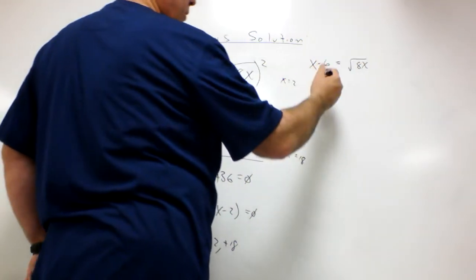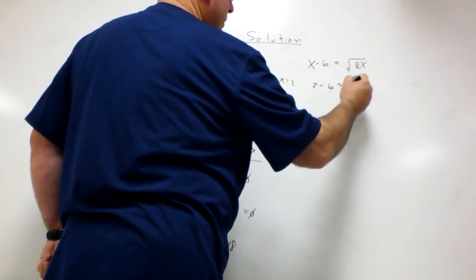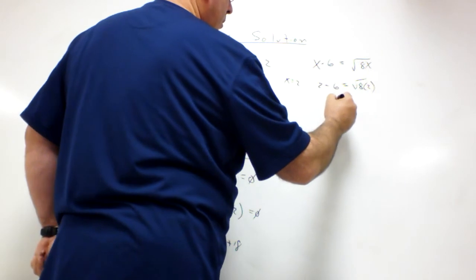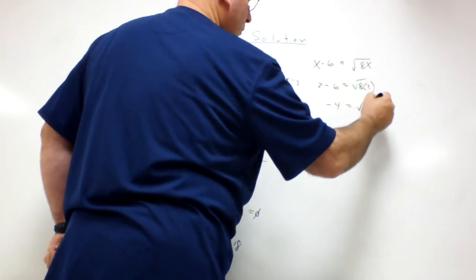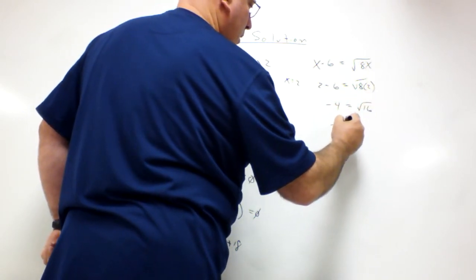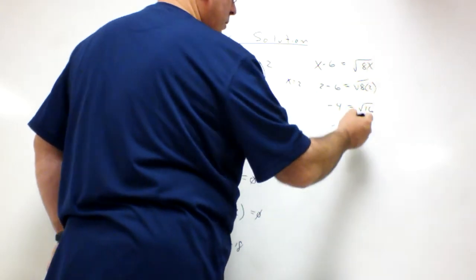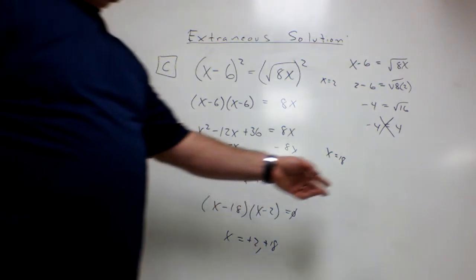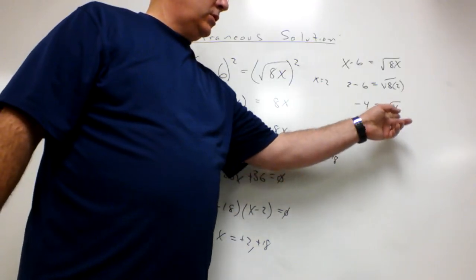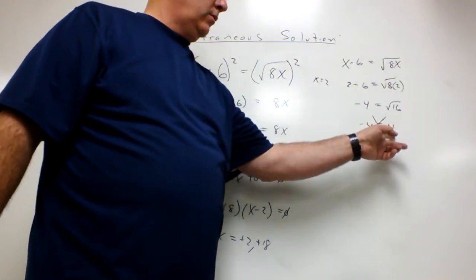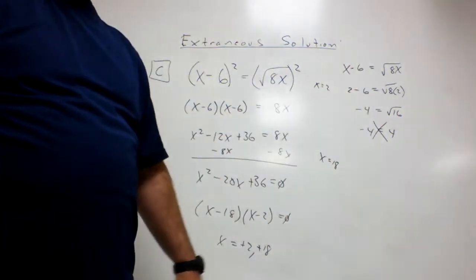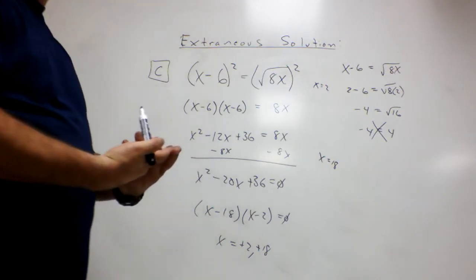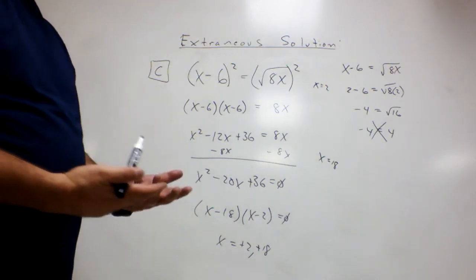If we put in the 2, we get 2 minus 6 equals the square root of 8 times 2. We get negative 4 equals the square root of 16. Negative 4 equals 4. This is not possible. This is an invalid answer, right? Because our right side is equaling 4, our left side is equaling negative 4. Those are not the same answers, so we would say that that answer is invalid or extraneous.